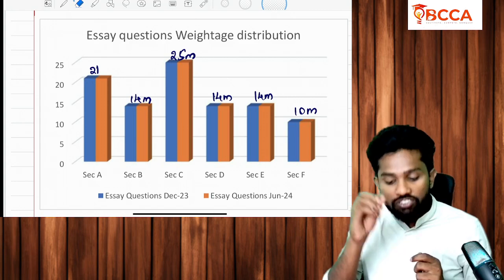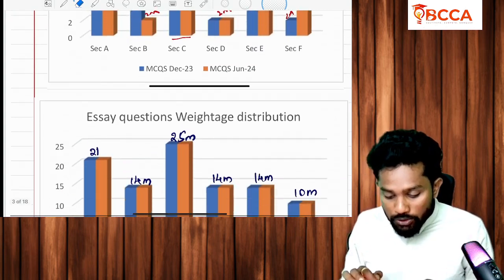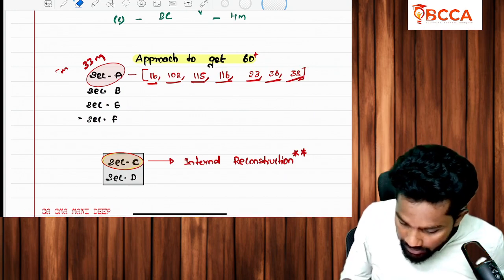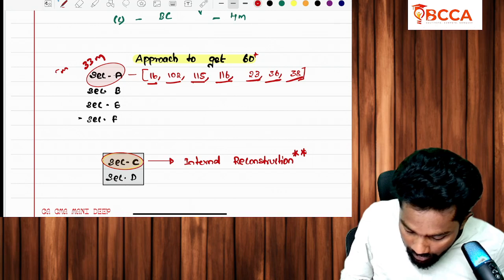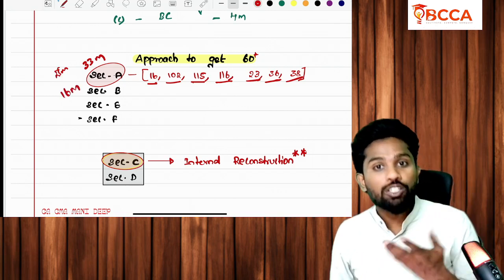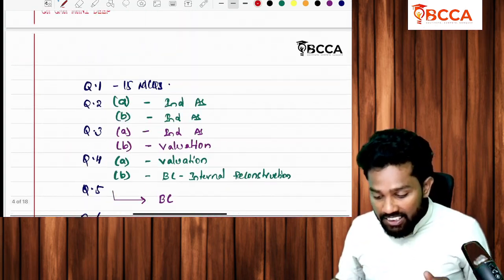So section B is one area. How much do you see? 14 plus 2, 16 marks you will get here. Here in section B, you will get a minimum of 25 marks. Section B, you will be getting 16 marks, 41 marks. Then section E and F.